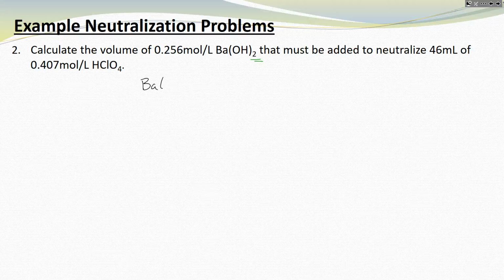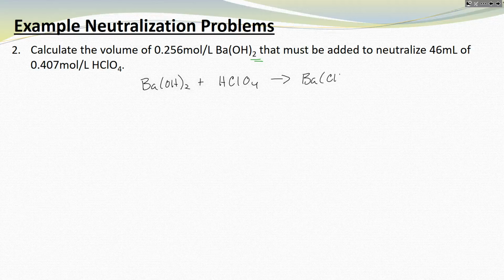So Ba(OH)2 here is reacting with HClO4. So Ba has to go with ClO4, which is a 1-, so Ba(ClO4)2, and then H2O. Got to go back and balance everything, so I'm going to need a 2 here to balance, which means now I need 2 in front of water.